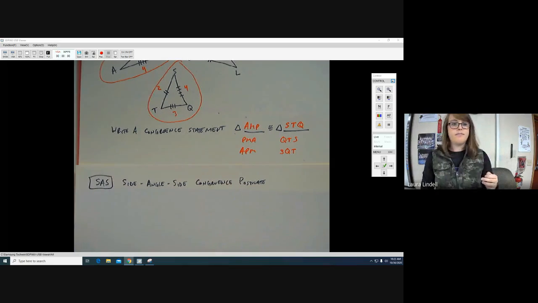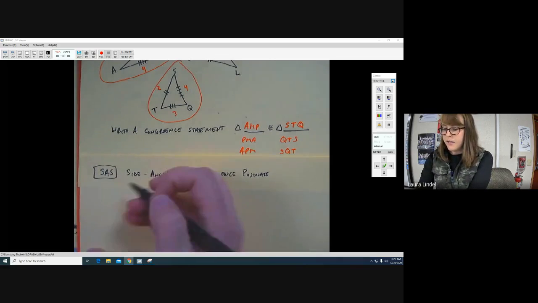So, as you might have figured out by now, S stands for side and A stands for angle in any of our congruence postulates. And there will be a total of 4 congruence postulates that we deal with in this chapter, and they all use the letters S and A. And we are just hitting 2 of them today.